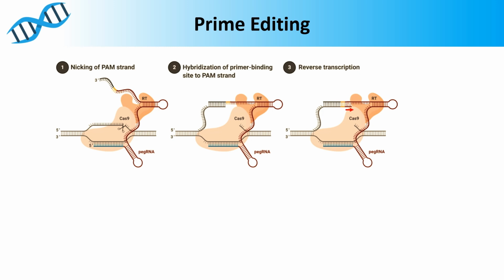And this RNA template is similar to the genomic DNA sequence on the 3' side of the nick, but with the exception of some base changes that are here in yellow. And it's these base changes in yellow that represent the changes you want to make to the genome, and they end up incorporated into the newly synthesized DNA strand.